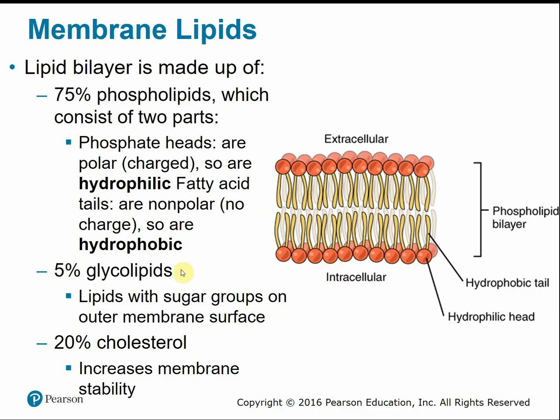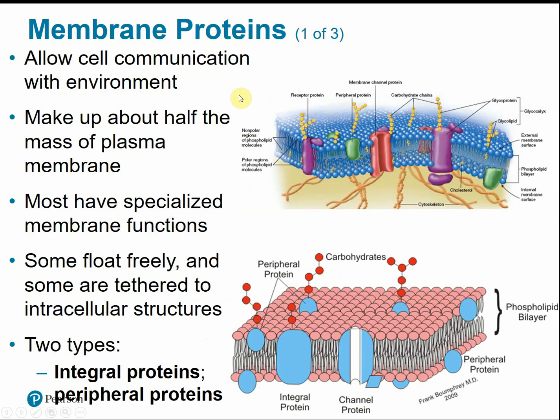5% composition is glycolipids, so some of those sugar lipids on the surface of the cell membrane for cellular recognition and identification, and 20% cholesterol lipids, so that's a steroid lipid. It's just going to help to increase the stability of the membrane and the structure. These membrane proteins allow cell communication with the environment by allowing things in and out of the cell as needed. The proteins make up about half of the mass of the plasma membrane, and most of them have very specialized functions.